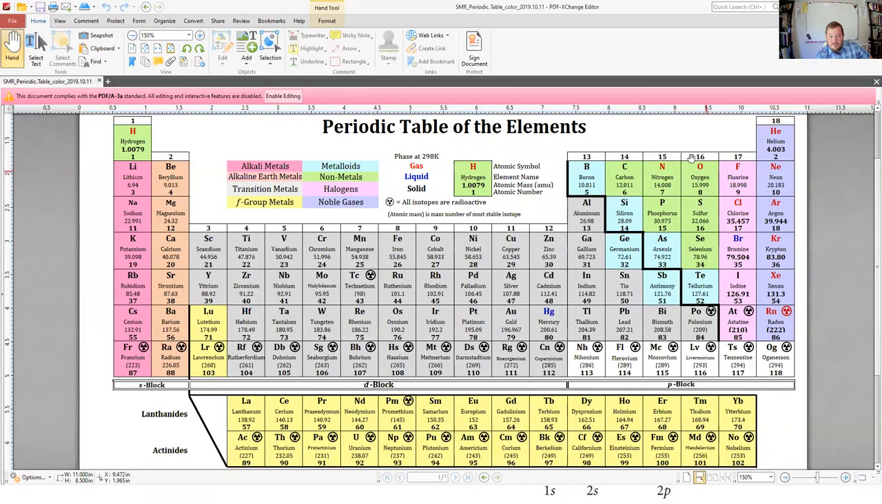Oxygen is over here on the periodic table. So it has a total of 8 electrons when it's neutral. What would the electron configuration for oxygen look like? Give that a try, and then I'll write it on the board.